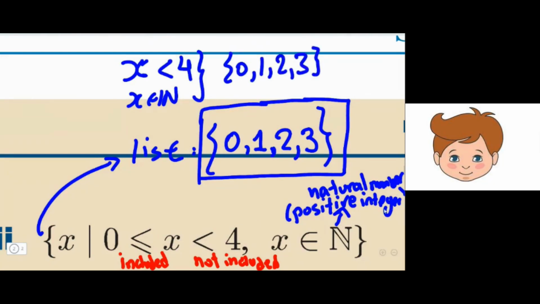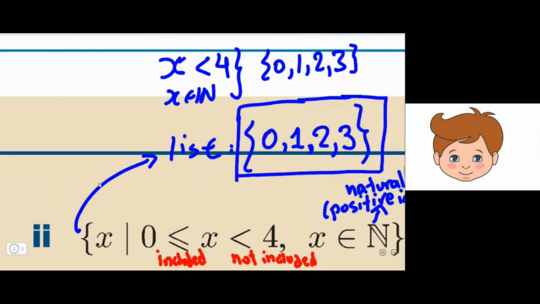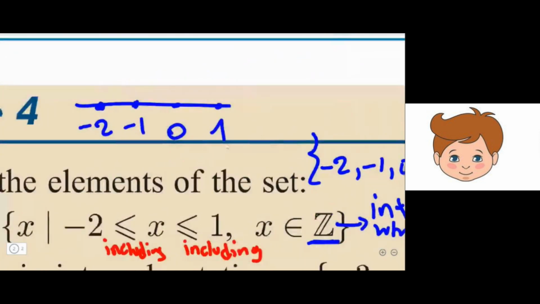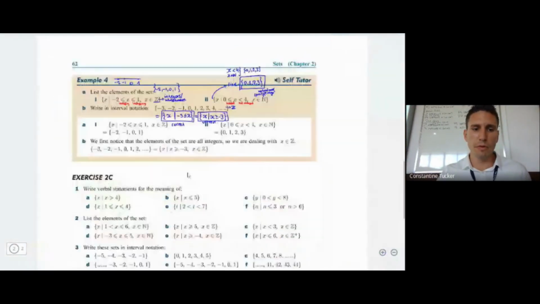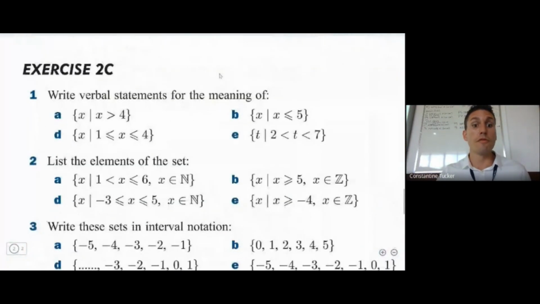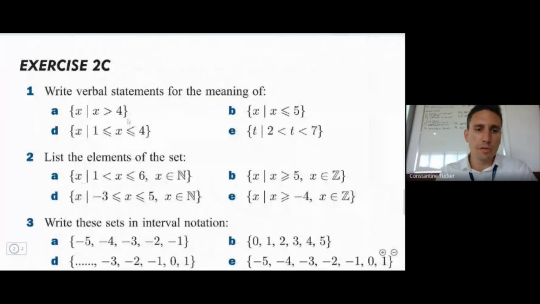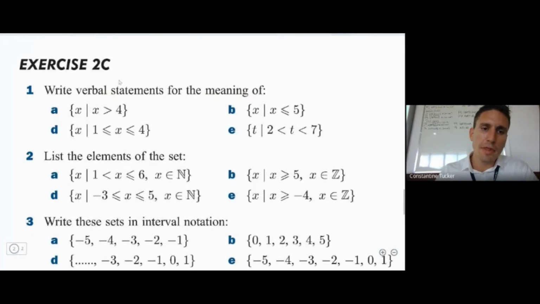Sir, it's because in the question it's 1A, it's saying that X is bigger than 4, and it says to write in a verbal statement. That's the part I didn't understand. Got it. Okay, so now we've moved on to this exercise, and you're asking a verbal statement. A verbal statement here. So you would say these are all the numbers greater than 4.